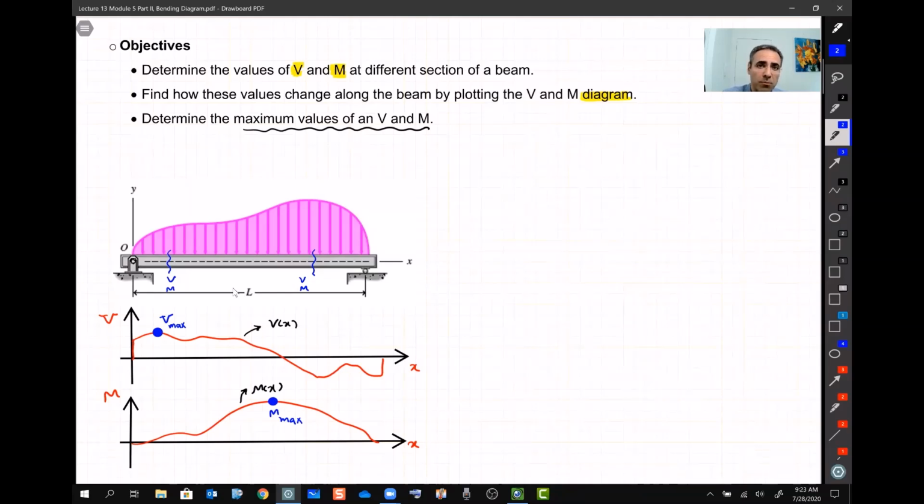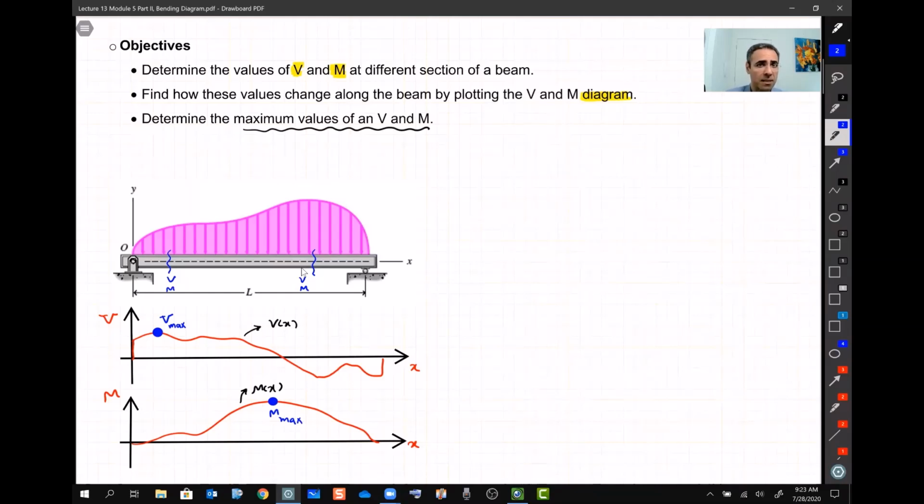And also it is important to know where this maximum happens, because we need to know where this beam is going to break. So maybe later we can reinforce that area with something like adding extra plates, welding an extra plate, or if it is wood, gluing more wood to it and making it stronger around those areas. Okay, this is our objective in this topic.